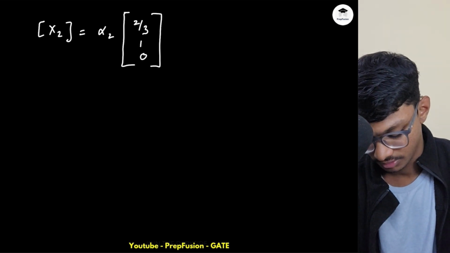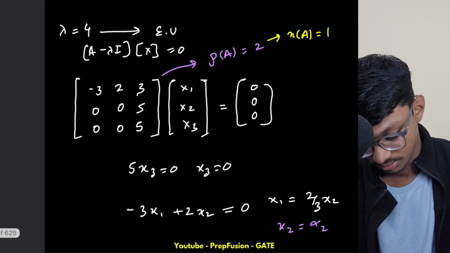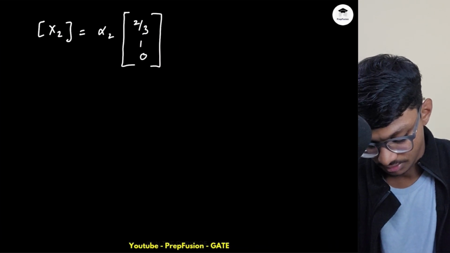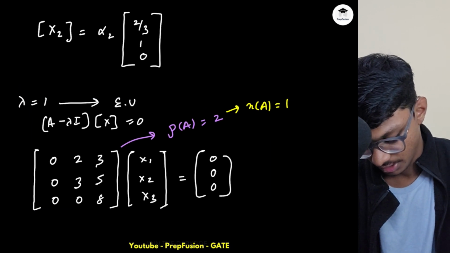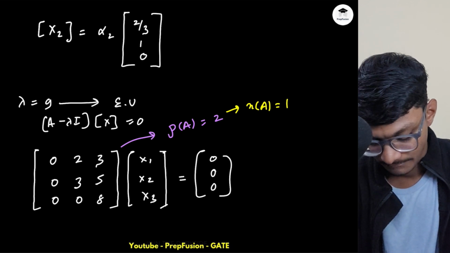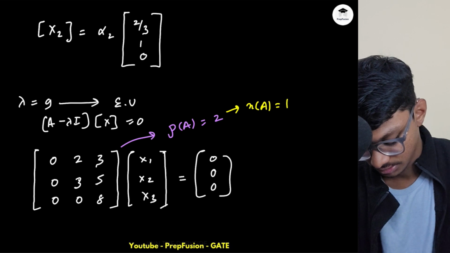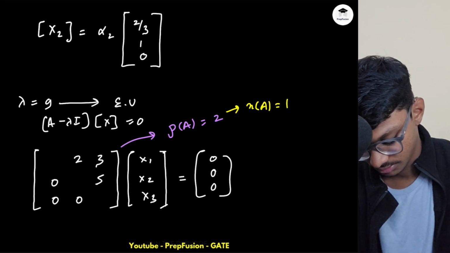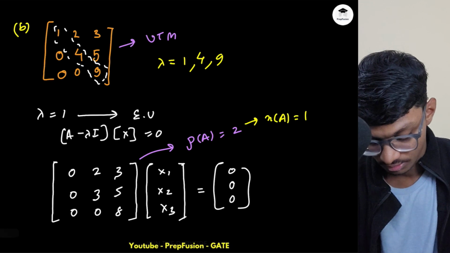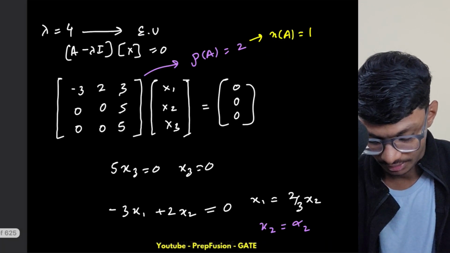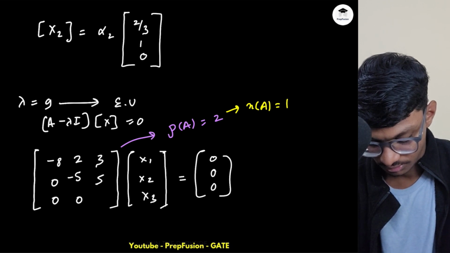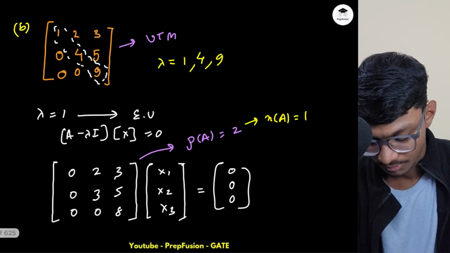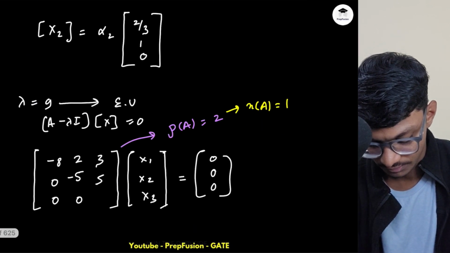Okay, so we'll again copy and paste, basically, for lambda equals 9 this time. So for lambda equals 9, what will happen? Let me just delete this. Lambda equals 9 gives minus 8, minus 5, and 0; minus 8, minus 1, 0.